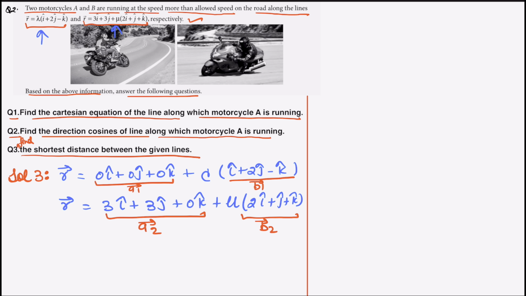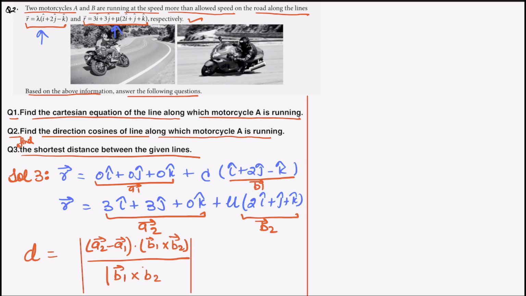Now why have I written these equations in standard form? Because we will be needing a1, a2, b1, b2 in the distance formula. That is, distance d = mod of (a2 − a1) vector dot (b1 vector cross b2 vector) upon magnitude of b1 vector cross b2 vector. Firstly, we will find this numerator, because if this numerator becomes 0, we know that the distance between two lines is 0 when the two lines intersect each other.